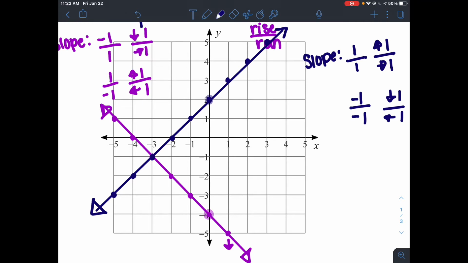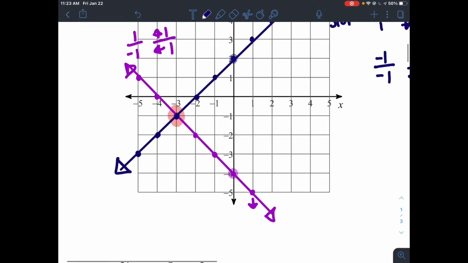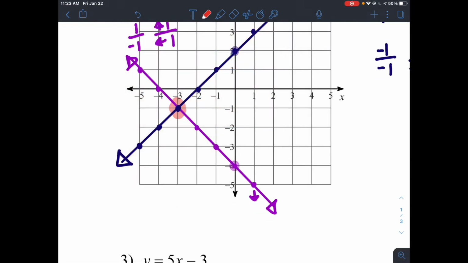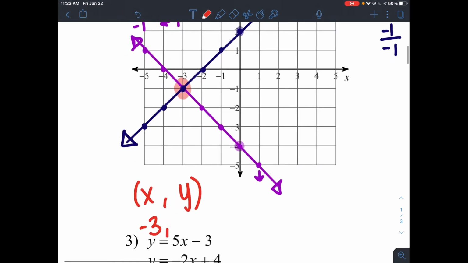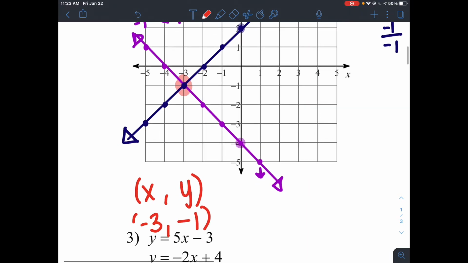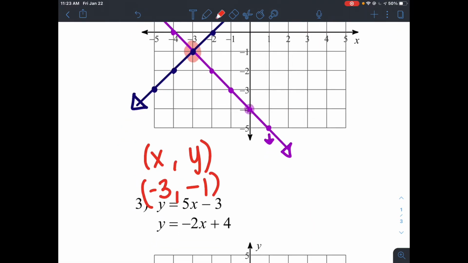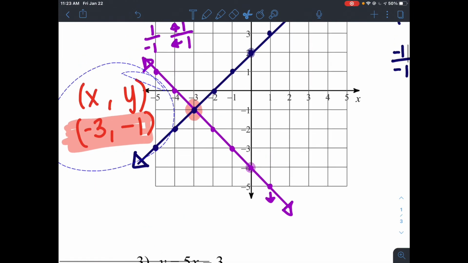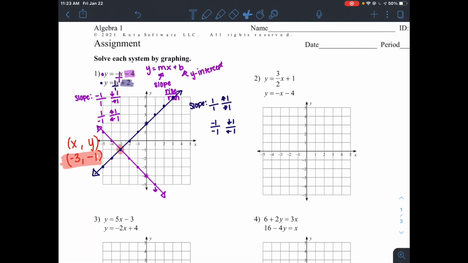Now, what is the one point that these two equations have in common? It is their intersection point. So this point right here. And remember, when we write our coordinate, it's an x, comma, a y. So my x value is -3, and my y value is -1. And this would be the solution to that system of equations. I'm going to move it up just a little bit so I'm not going into the next problem. All right, and then that's all there is to it. We'll do one more together, and then you can work on the rest on your own.